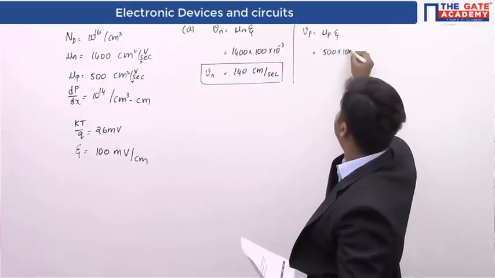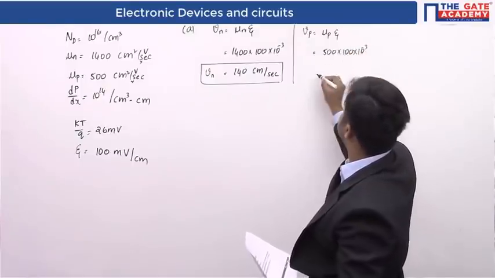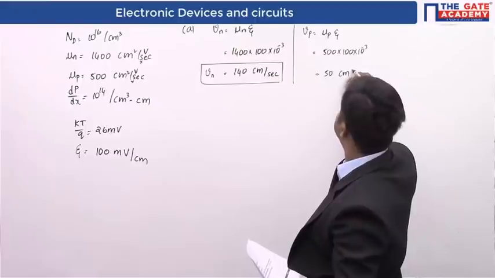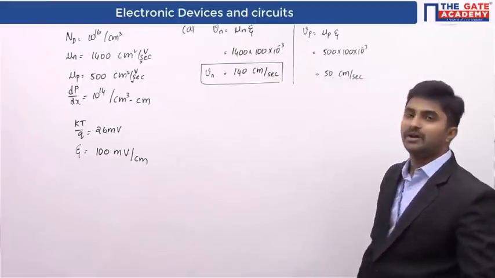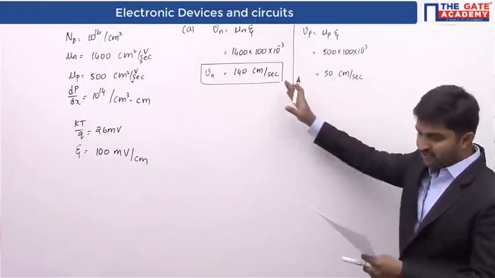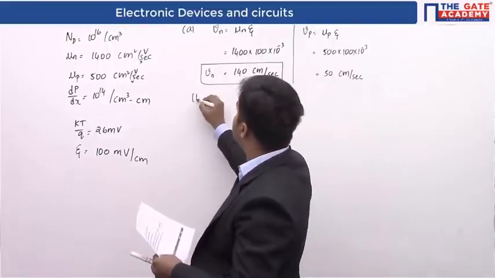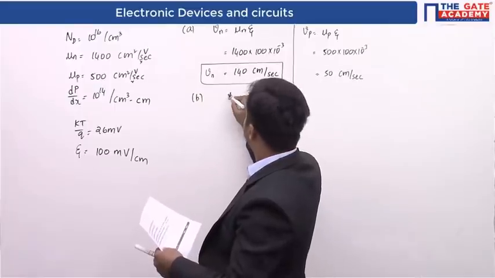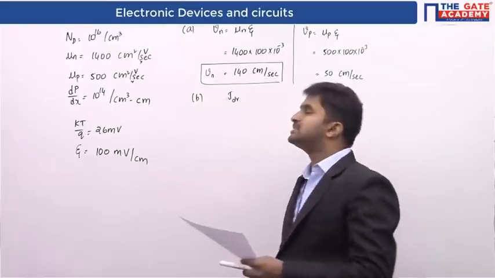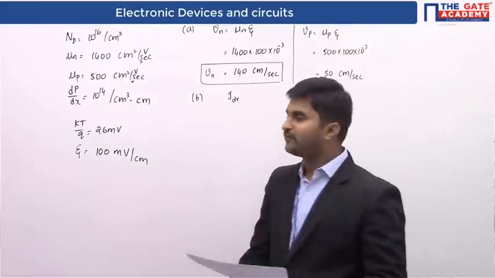500 into 100 into 10 power minus 3, which is going to be 50 centimeter per second. This is nothing but the first part of the question, the drift velocity of electrons and holes. The second part of the question is that we have to find out the drift current density of the electrons.